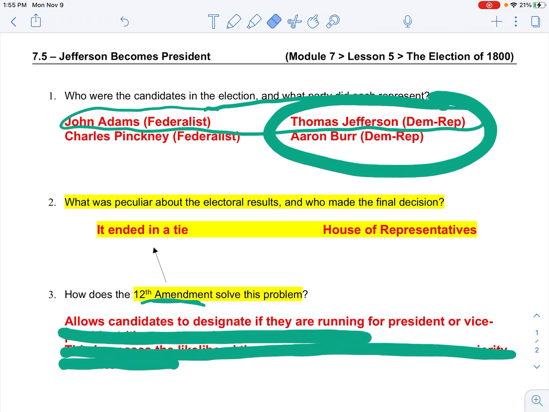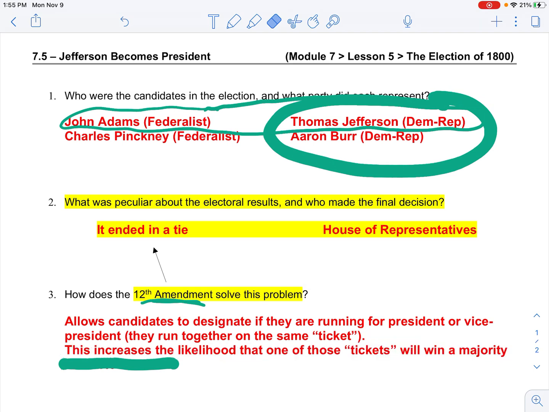It allows candidates to designate if they're running for president or vice president. In other words, they run on a ticket. So like in 2020, we had Biden-Harris. They ran on a ticket. When you went to vote, if you were voting for them, you knew that Biden was going to be president and Harris would be the vice president. You knew that Trump was running for president and Pence was running for vice president. So that's how the 12th Amendment changes things.